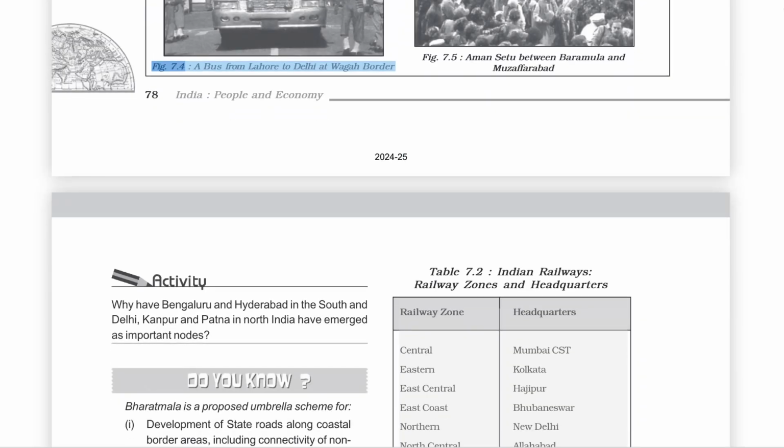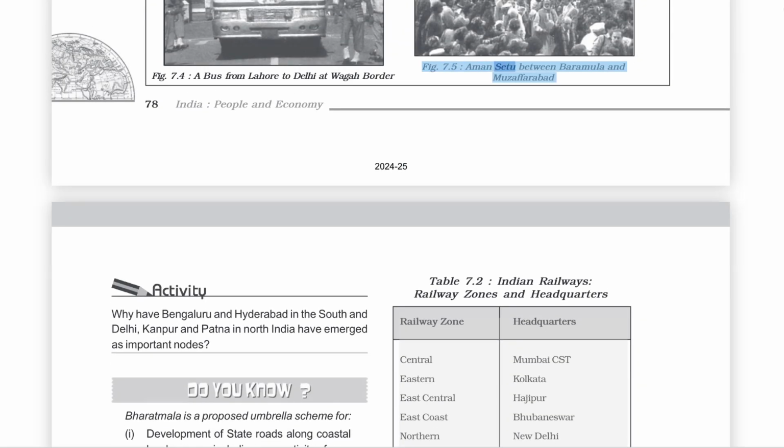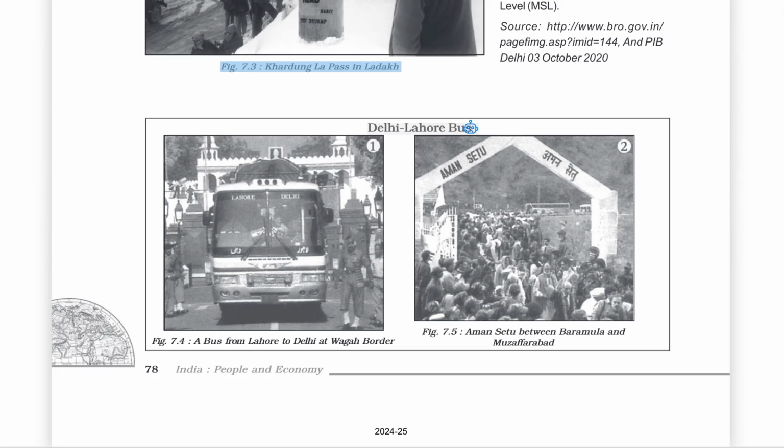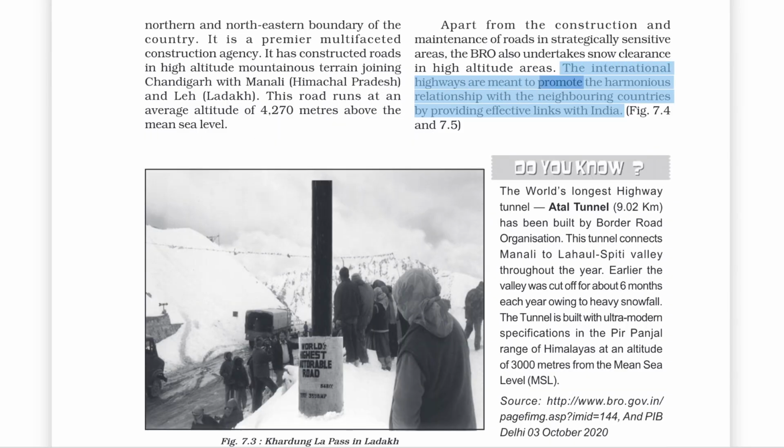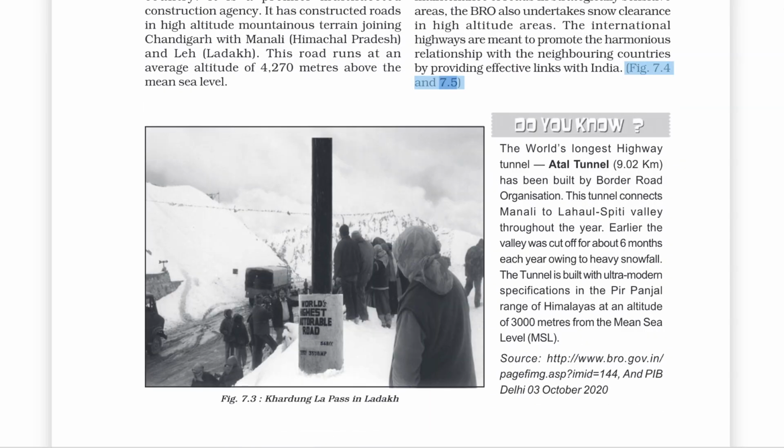Figure 7.4, a bus from Lahore to Delhi at Wagah border. Figure 7.5, Aman Setu between Baramulla and Muzaffarabad. Figure 7.3, Kardang La Pass in Ladakh. Apart from the construction and maintenance of roads in strategically sensitive areas, the Bureau also undertakes snow clearance in high-altitude areas. The international highways are meant to promote harmonious relationships with the neighboring countries by providing effective links with India. Figure 7.4 and 7.5.